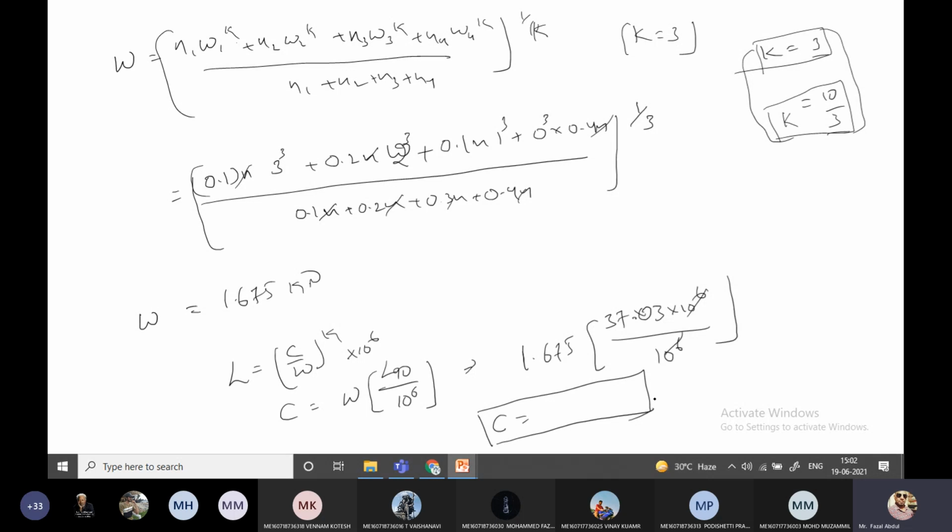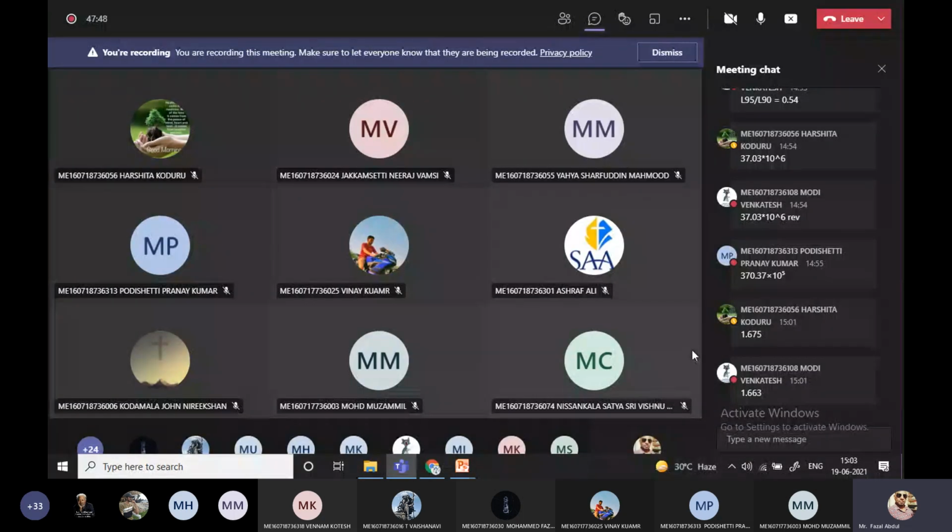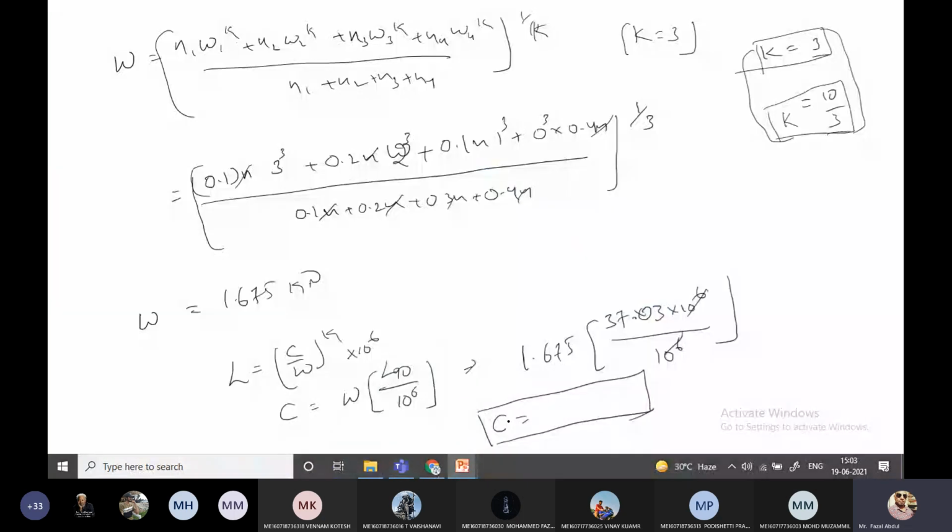Otherwise the C value is also called the basic dynamic load rating. Tell me the C value. Do it fast, Babu. C value, everything is written on the screen.